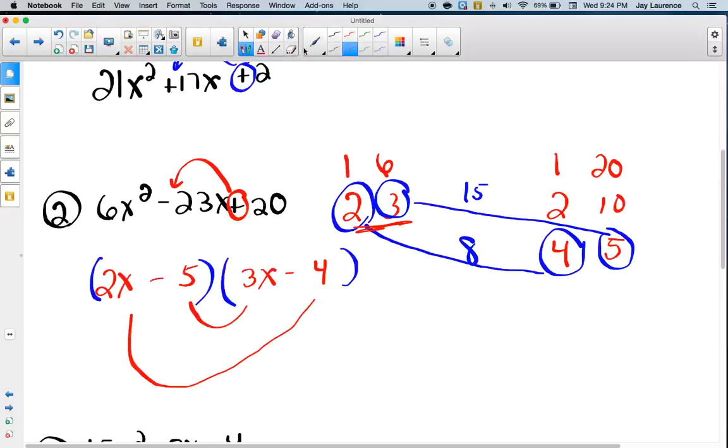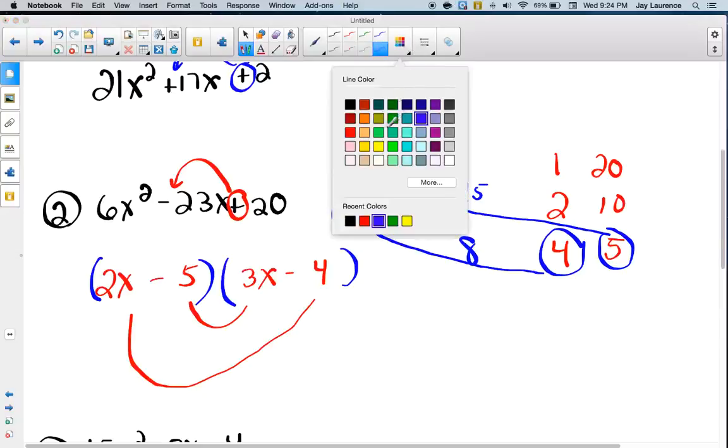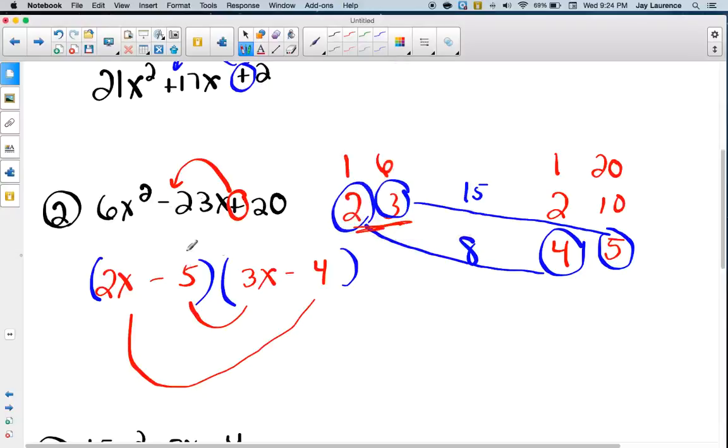Now watch, let's do this multiplication here. Let me change colors. Something I don't use very often. There we go. So if I multiply these two, I get negative 15x, right? If I multiply these two, I get negative 8x. Negative 15x, negative 8x, negative 23x. There you go, it's factored.